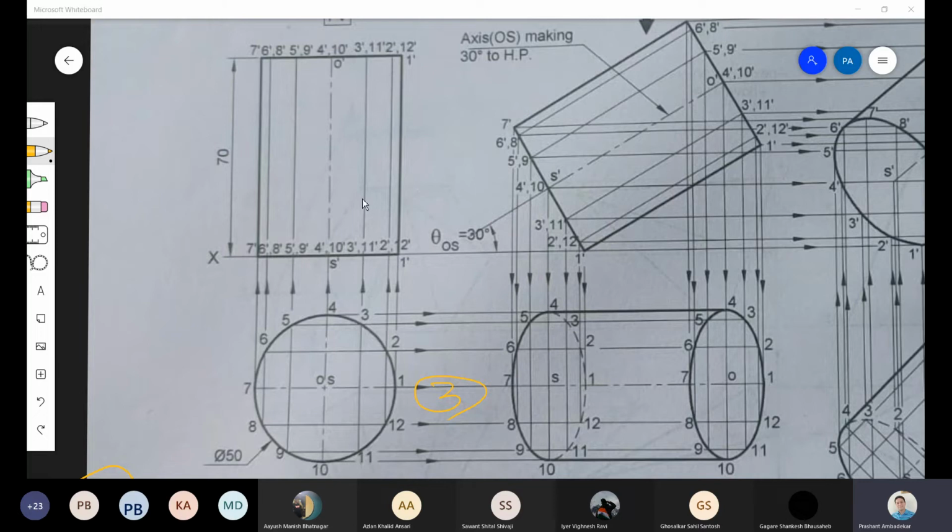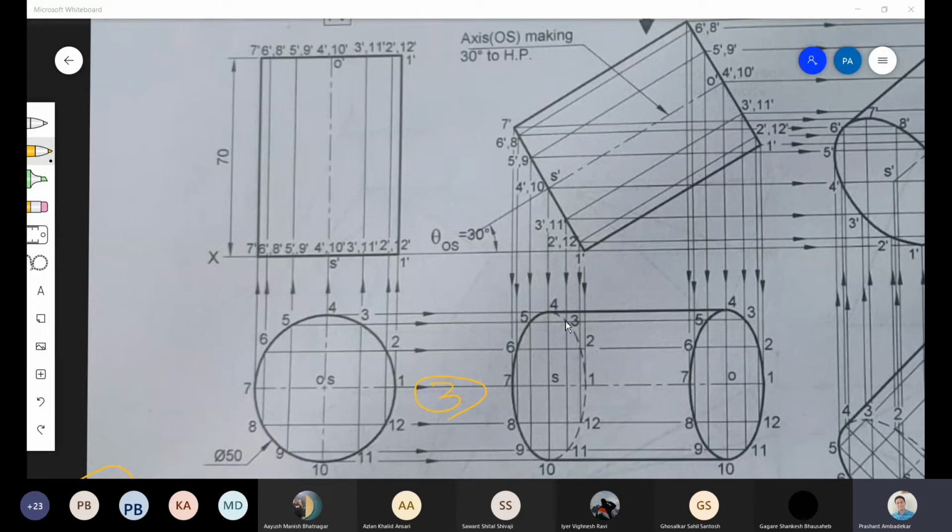You can see these generators. That should be clearly seen. Next, come to this view. This axis should be shown. I told you that the axis should be clearly seen. So you have to draw the axis and show this inclination angle. Also in the first stage, you have to show the dimensions 70 and 550.